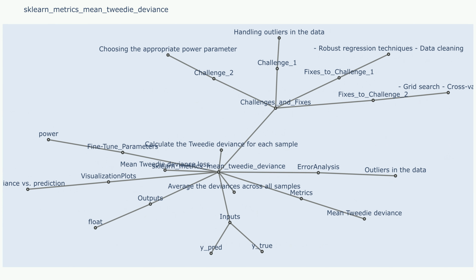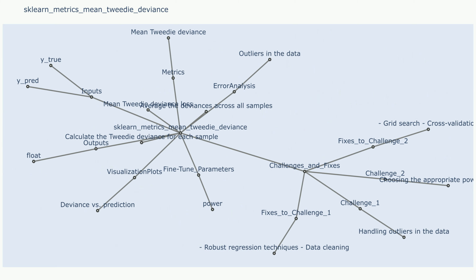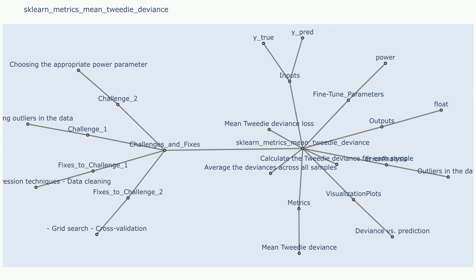Outputs: the mean Tweedie deviance score. This score is a single value that represents the average difference between the predicted and actual values, weighted by the Tweedie distribution. Steps: calculate the deviance for each individual data point based on the predicted and true values. Sum the deviances for all data points. Divide the sum by the number of data points to get the mean Tweedie deviance.